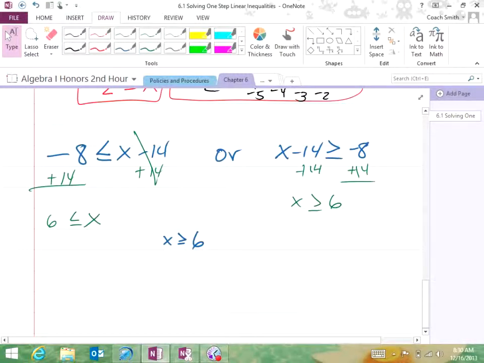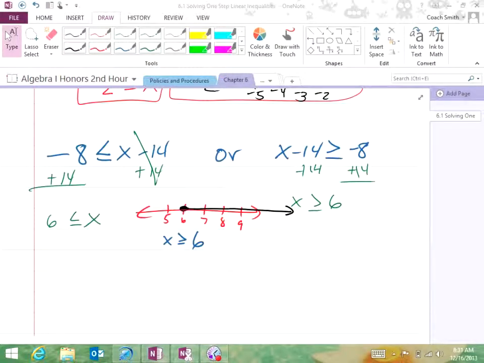Okay, now, to graph it, obviously, you'd have your graph, and you would have 5, 6, 7, 8, 9, and then we graph it as that right there. Once again, it's colored in because of this part of the sign right there.